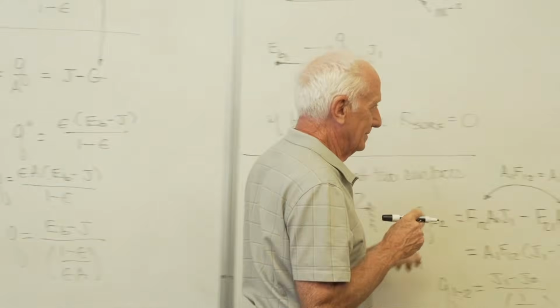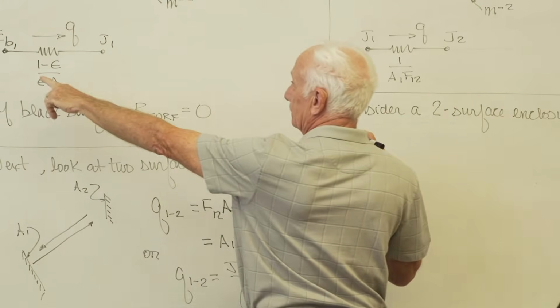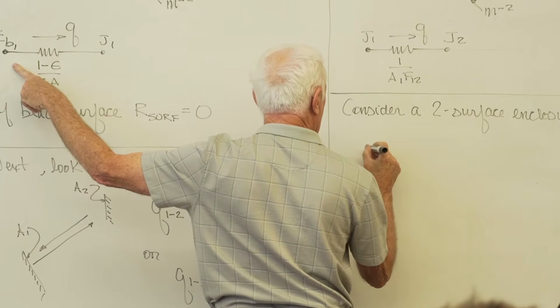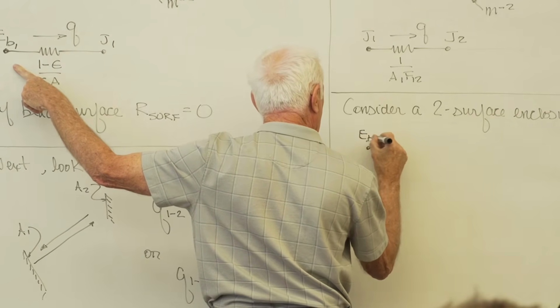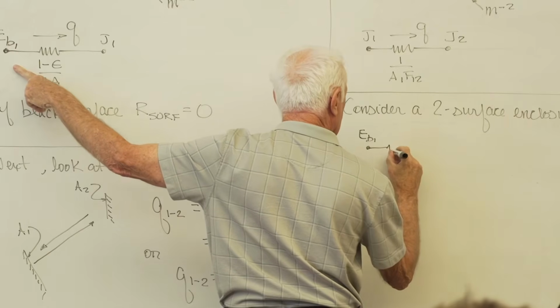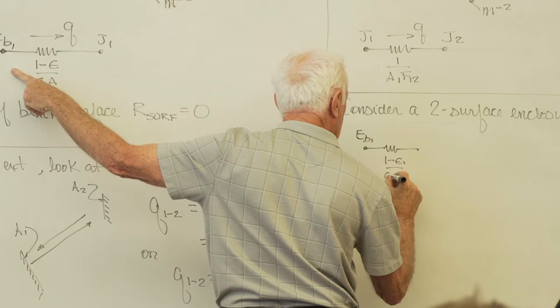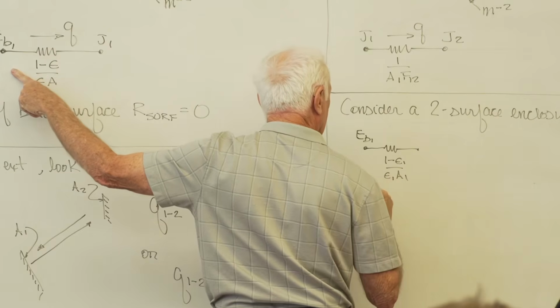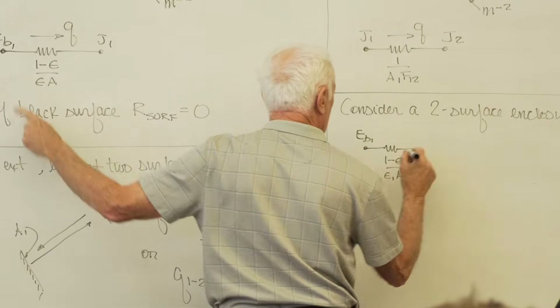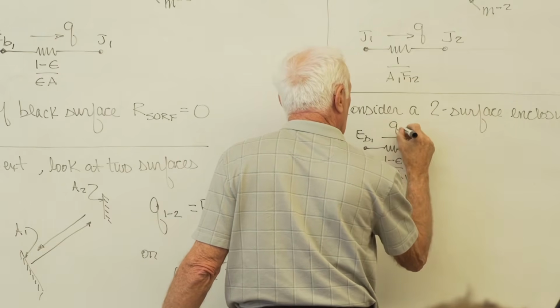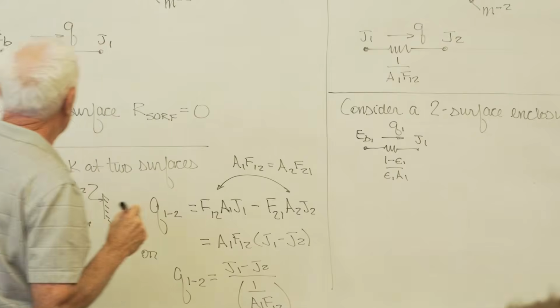If it's a surface resistance, here's where I start. Surface 1, I start with EB1. There's a resistance, 1 minus epsilon 1 over epsilon 1 A1, then J1, then Q1. Okay, there it is, just like this.